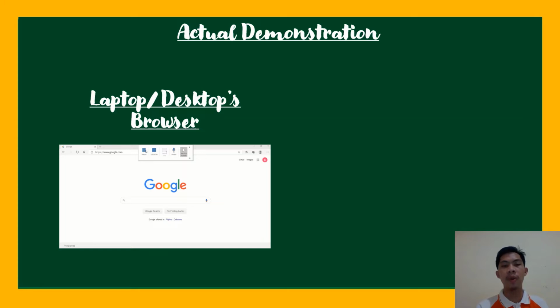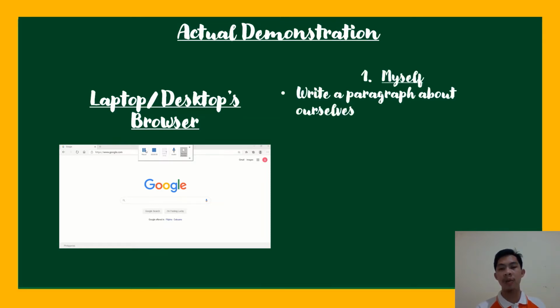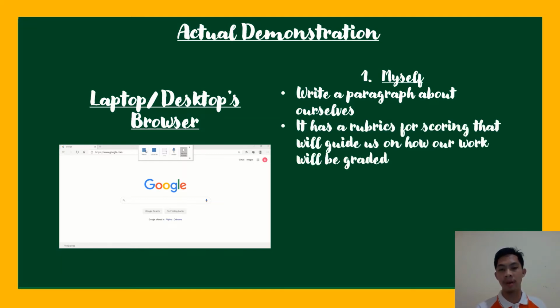The first one, we will use our laptop or desktop's browser, right? So the activity that we will do is myself, which instructs us to write a paragraph about ourselves, right? So it has a rubric for scoring, so that we will be guided on how our work will be graded, and so that we will have an idea on how to get the highest score.